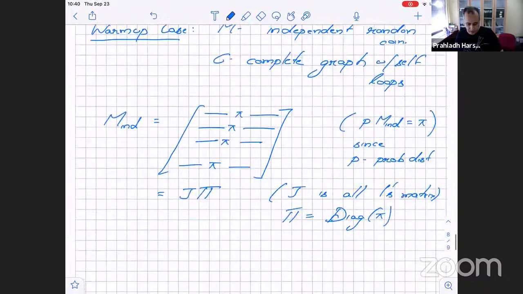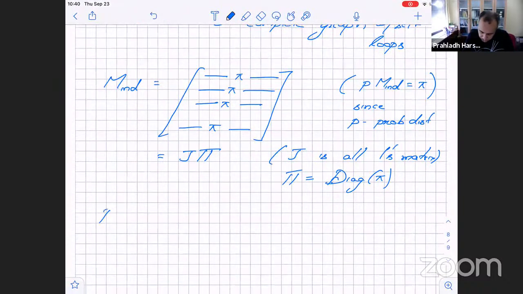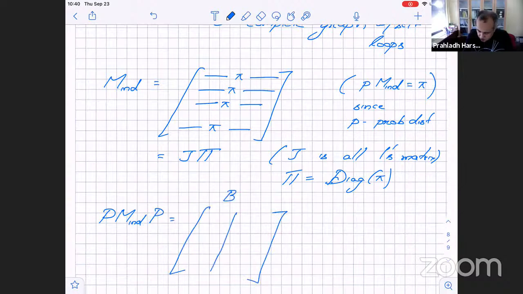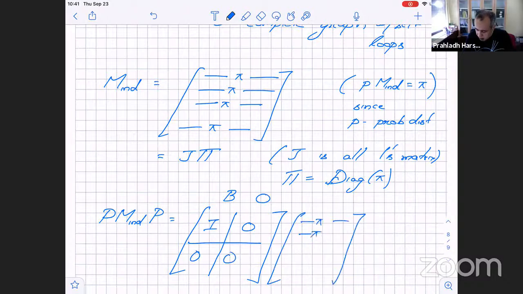Okay. Now let's look at what P M independent P looks like. That's what P looks like. M independent looks like pi.